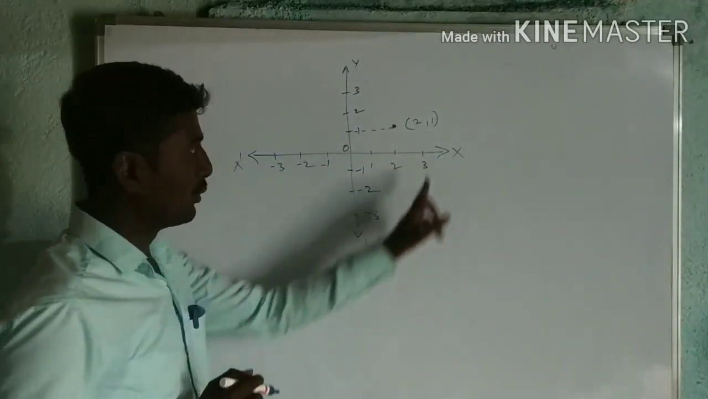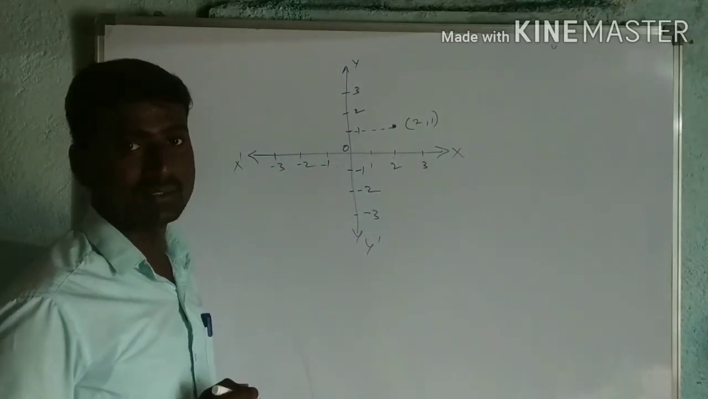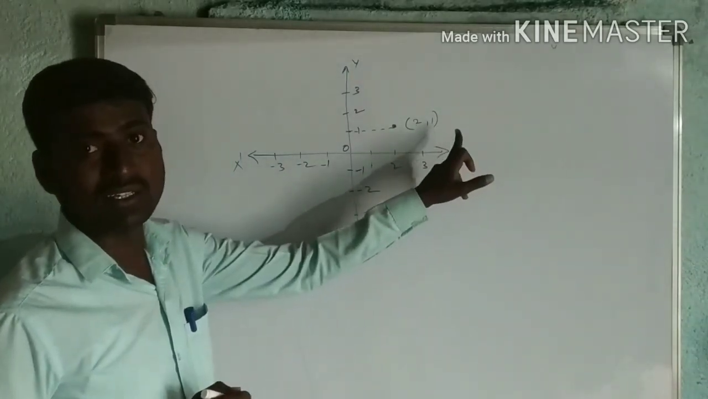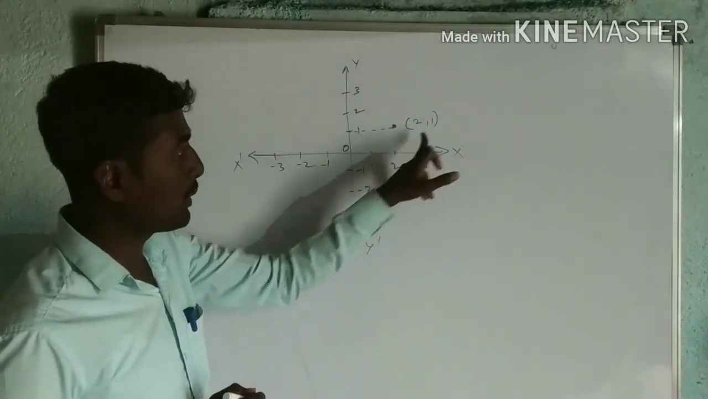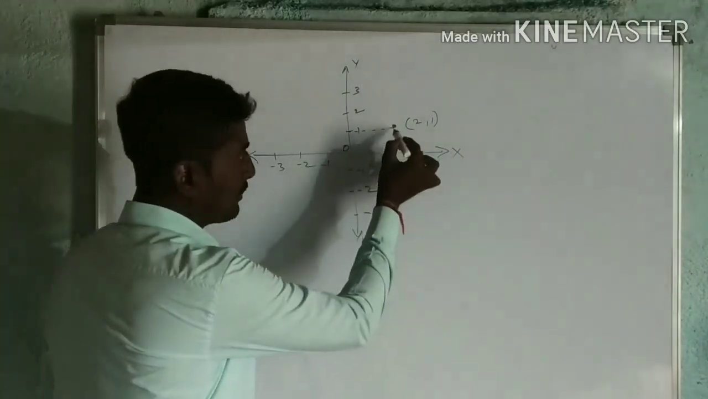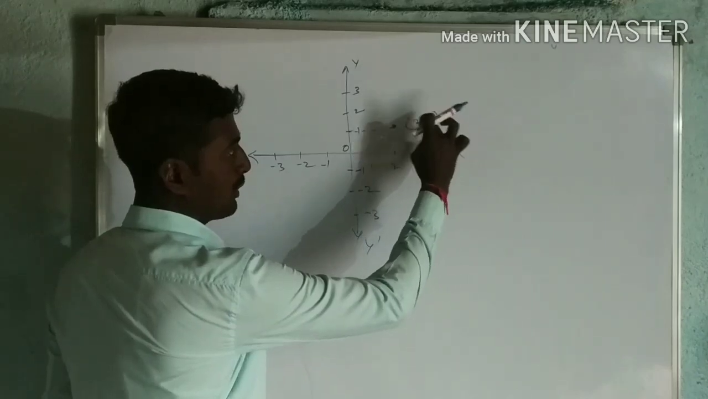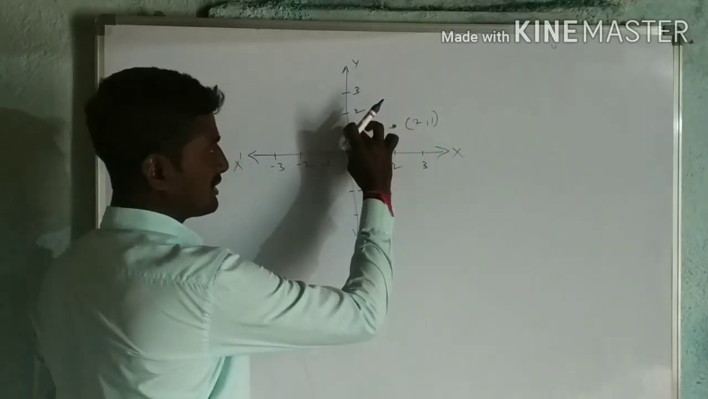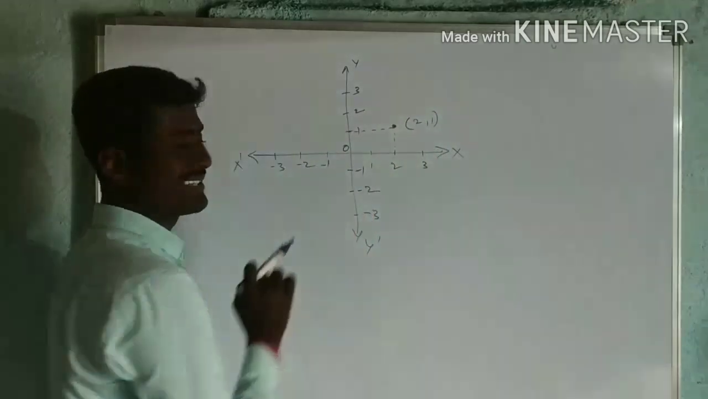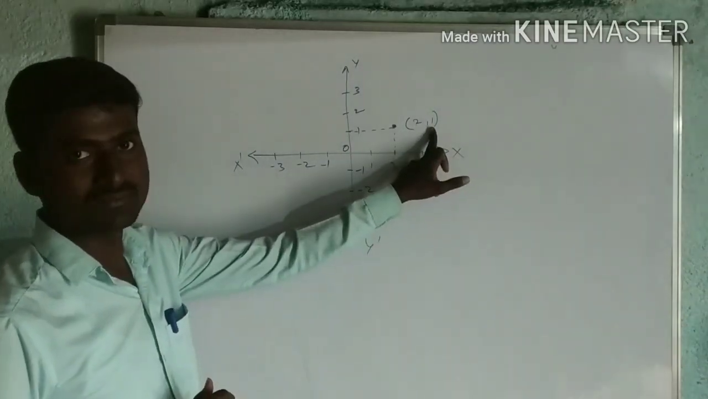Okay, now the y coordinate, not the y-axis. The y coordinate is nothing but the distance of a point from the x-axis. From here to here, this distance is the y coordinate. This distance is 0 to 1, meaning 1 unit distance. So this is 1.